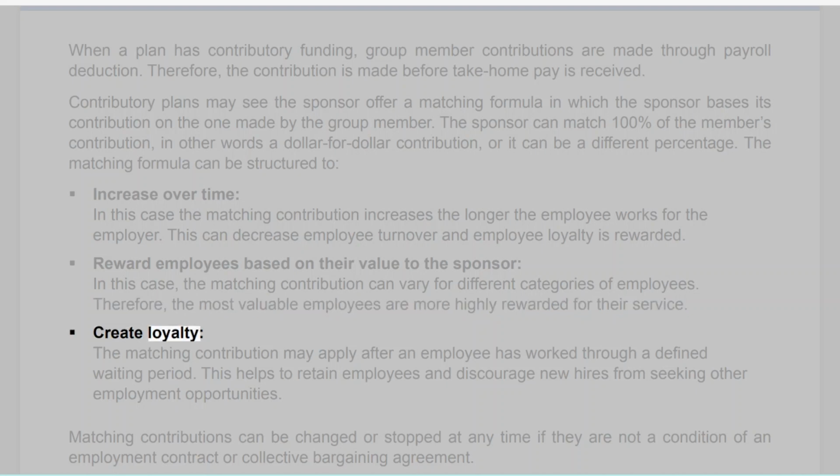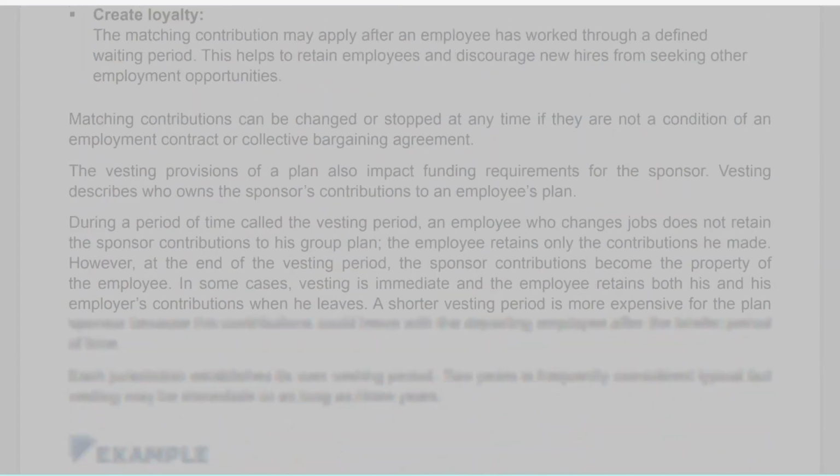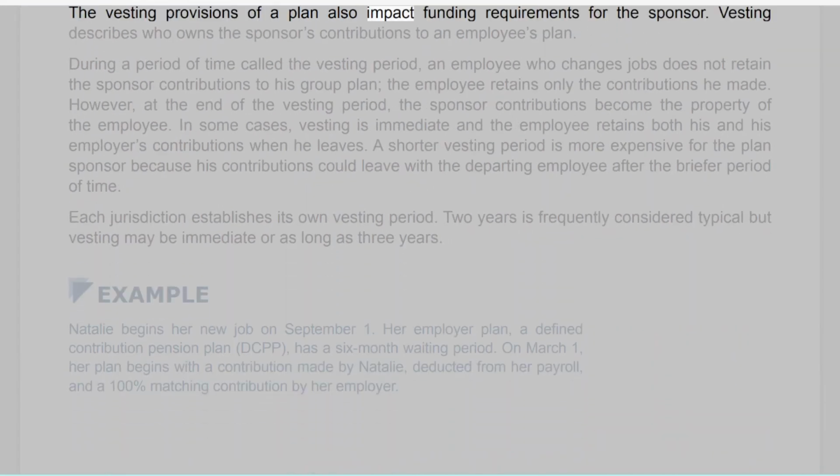Create loyalty. The matching contribution may apply after an employee has worked through a defined waiting period. This helps to retain employees and discourage new hires from seeking other employment opportunities. Matching contributions can be changed or stopped at any time, if they are not a condition of an employment contract or collective bargaining agreement. The vesting provisions of a plan also impact funding requirements for the sponsor.